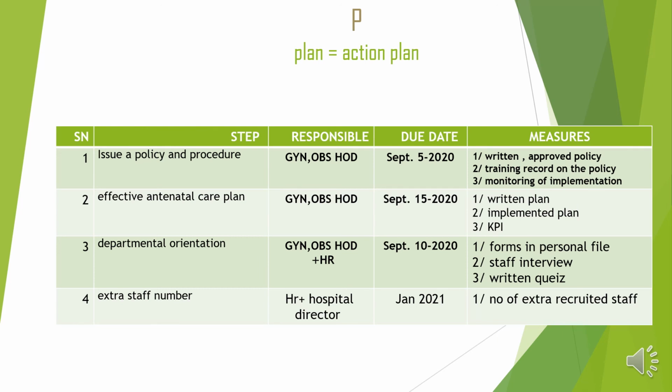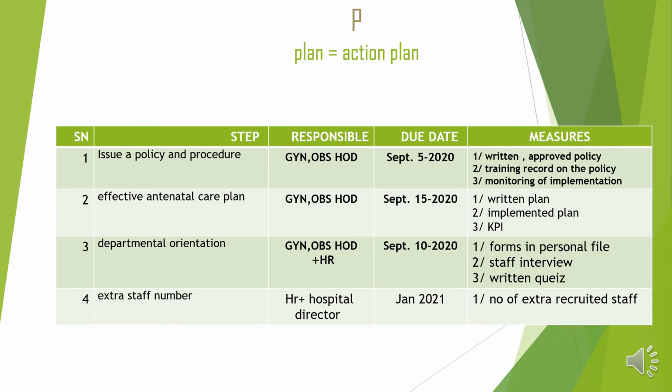Two, effective antenatal care. The one who will do it is the head of the gynae obstetric department. I'll give him until 15 of next September 2020. How can I know that the antenatal care is done? Through finding a plan, an implemented plan. I can even put KPIs for the implementation of the plan.